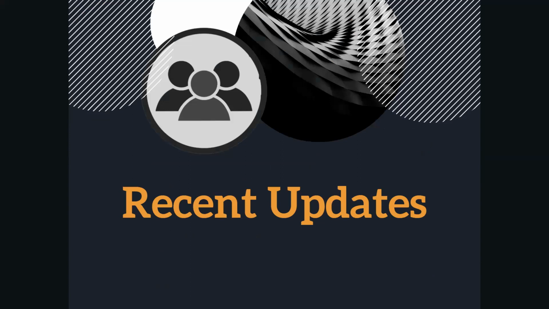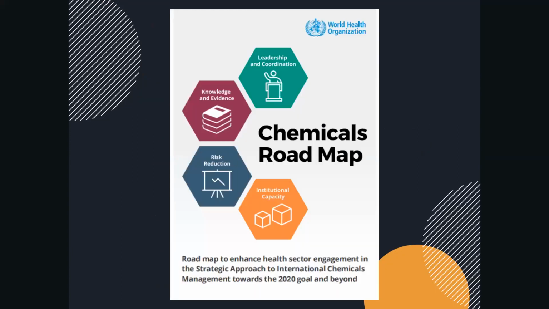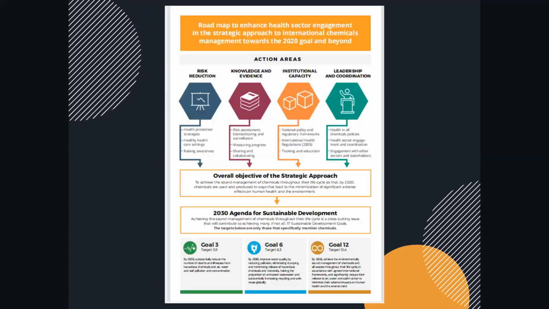Now the recent updates. This is the World Health Organization Chemicals Roadmap. The roadmap to enhance health sector engagement in the strategic approach to international chemicals management towards the 2020 goal and beyond. It includes 4 action areas. Number 1 is risk reduction. Number 2 is knowledge and evidence. Number 3 is institutional capacity. And number 4 is leadership and coordination.